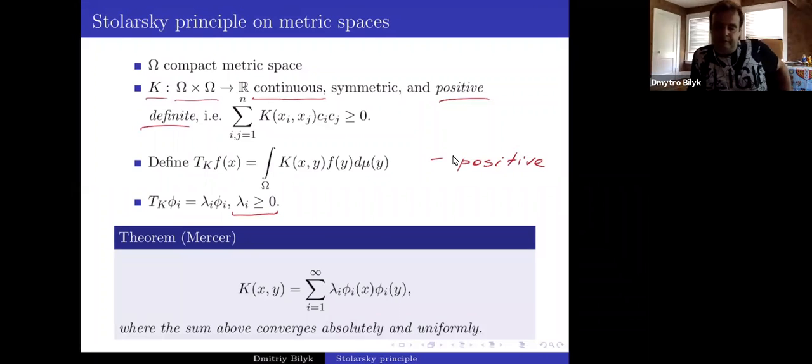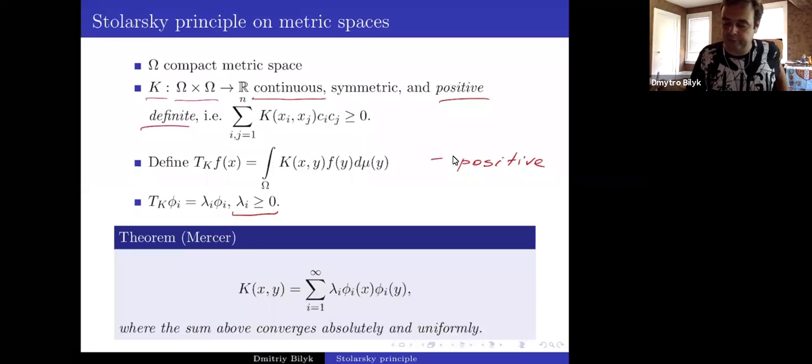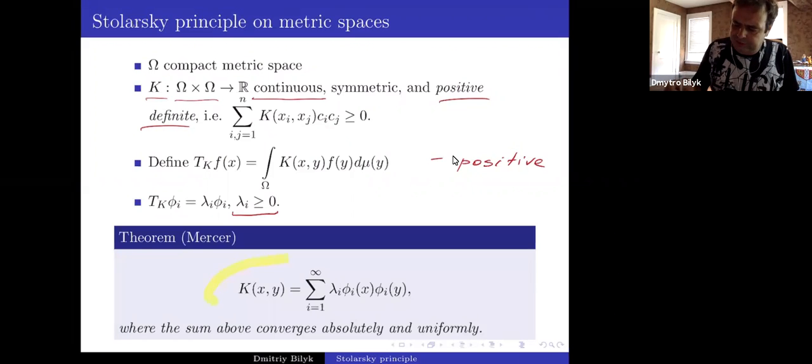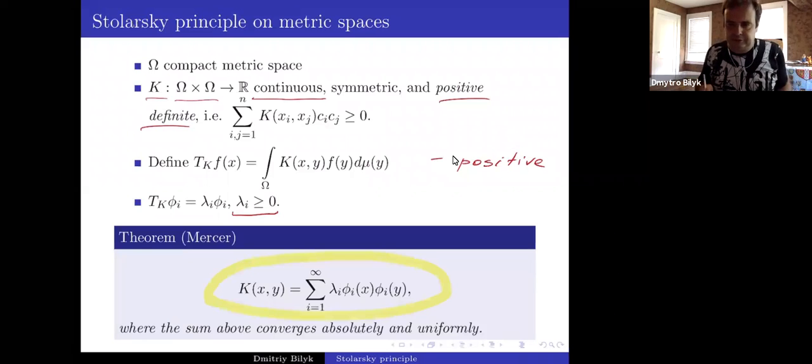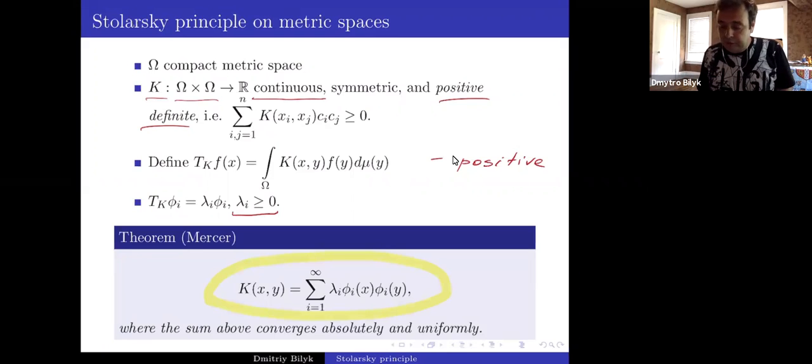Then there is a very nice representation of this kernel K in terms of the eigenvalues and eigenfunctions written here. So this is Mercer's theorem. The representation itself is actually just the spectral theorem. This is almost immediate. Well, the spectral theorem will tell you that this converges in L2, but Mercer's theorem tells you that it also converges absolutely and uniformly.